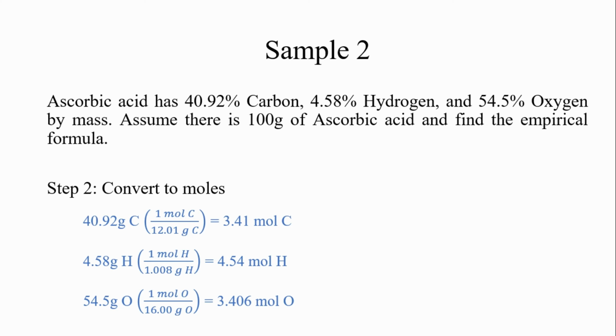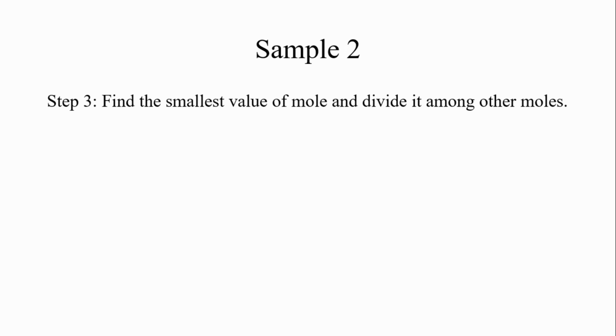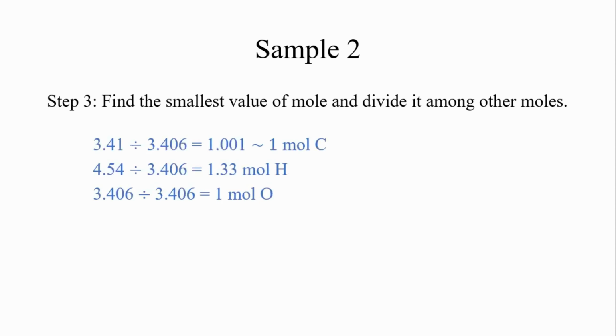Using the techniques we've learned earlier, we can now apply it to this problem. So converting from mass to moles will get us 3.41 moles of carbon, 4.58 moles of hydrogen, and 3.406 moles of oxygen. But this isn't the final answer because we can put this in the final solution or the empirical formula. So step 3, we have to find the smallest value of mole and divide it among other moles because it is a ratio.